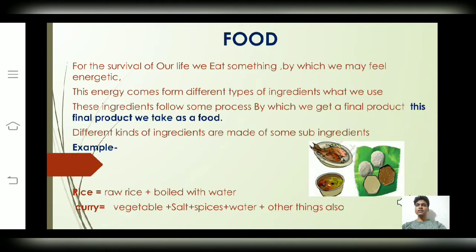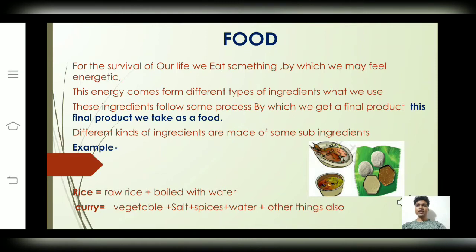Friends, food is the basic element for the survival of our life. For the survival of our life, we eat something by which we may feel energetic. This energy comes from various types of ingredients that we use in our food. Friends, these ingredients are made by following some simple processes by which we get the final product. This final product we take as food.